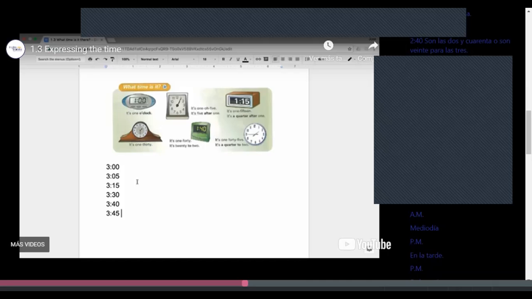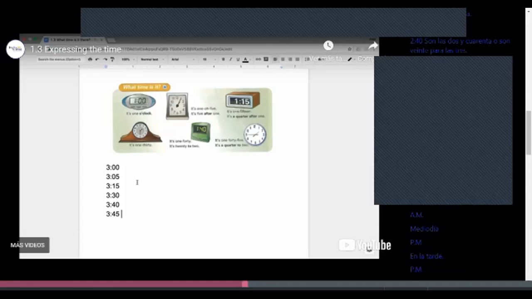Ahora, cuando los minutos, la hora ya se pasó, ¿verdad? Son 10, 15 minutos, 20 minutos pasada la hora. Podemos usar la palabra past o podemos usar la palabra after. Cualquiera de las dos. Past or after. Vas a decir, son 15 pasadas las 3.